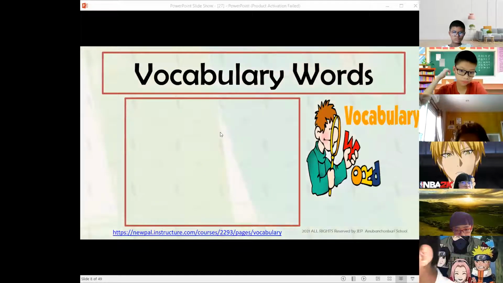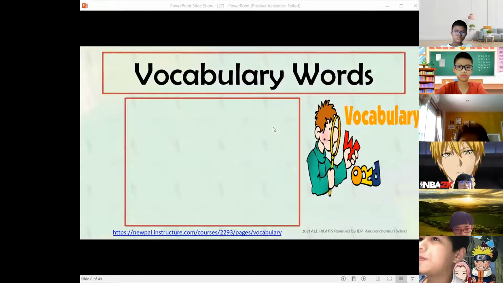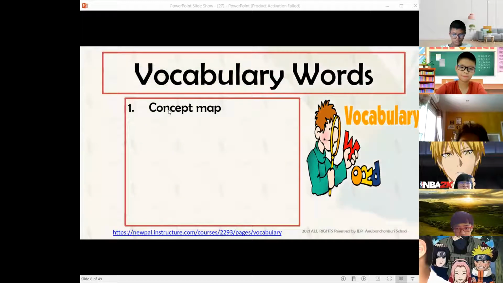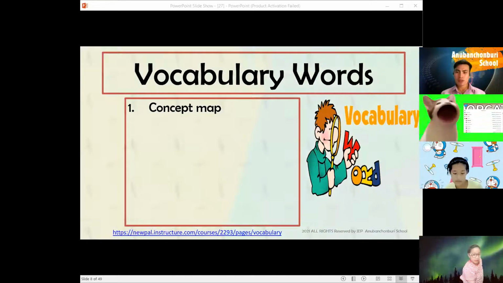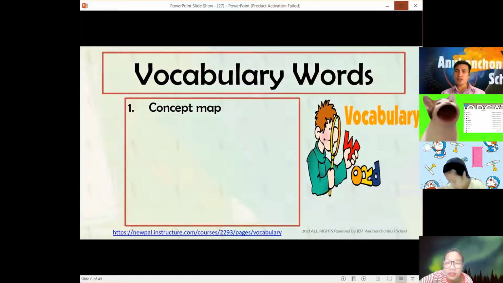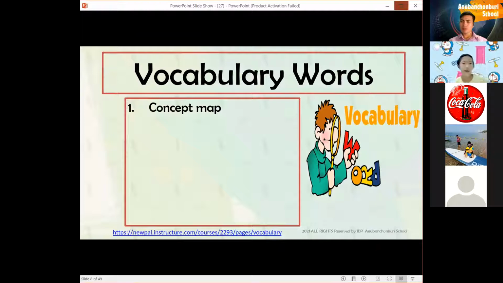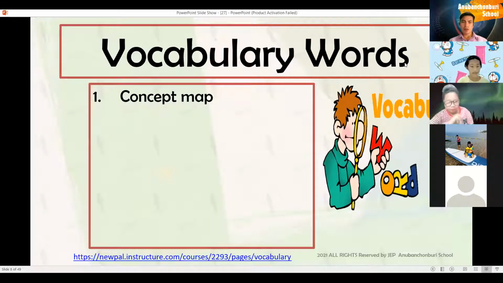Vocabulary words. I want you this time to turn on your microphone and say the words with me. Number one, can you read it with me? Concept map. Concept map. Okay, I can hear only two students. Where are the others? Let's read again. Concept map. Concept map. Okay, very good.